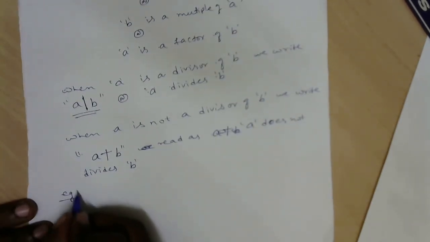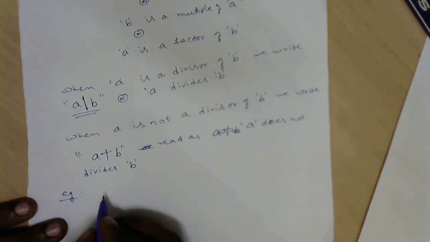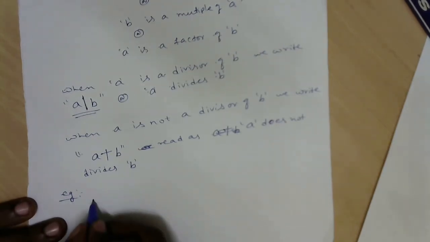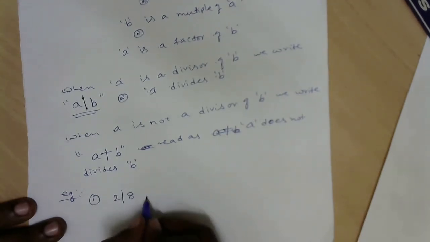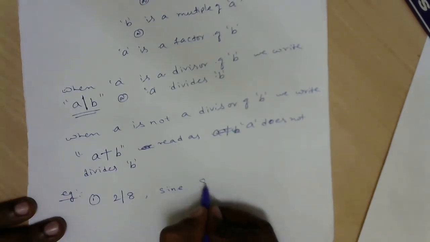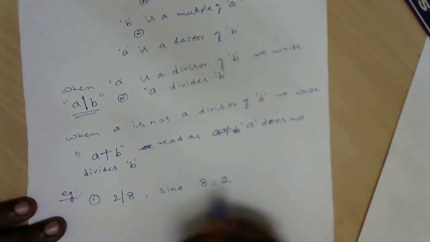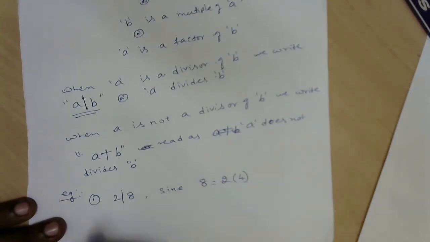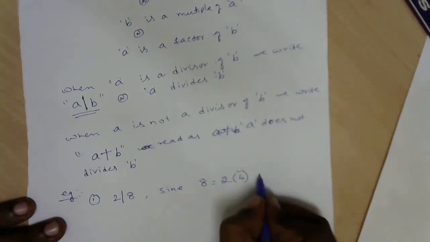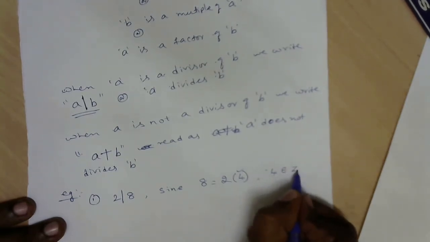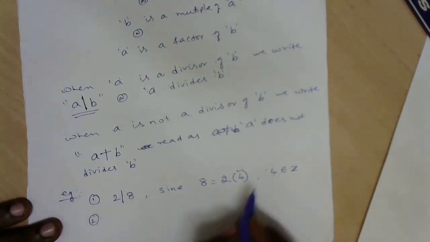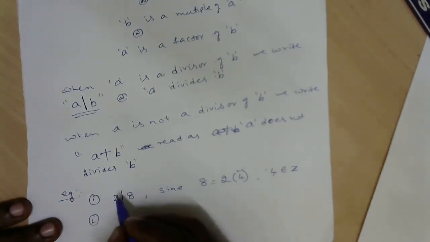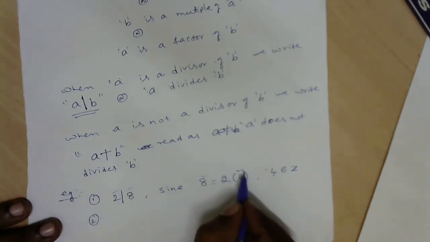Here, example. First one here, 2 divides 8. So since 8 equals 2 into 4, 2 fours are 8. So here 4 belongs to the integers, right? It belongs to the integers. Here 2 is already given, 8 is also given, so only 4 is the integer we have to write.